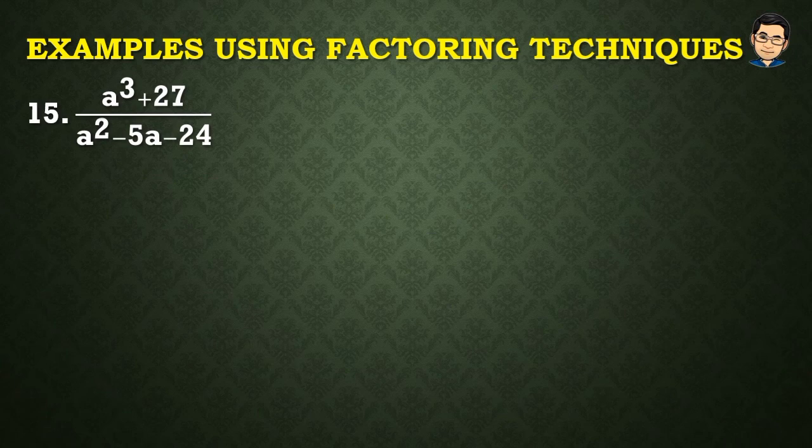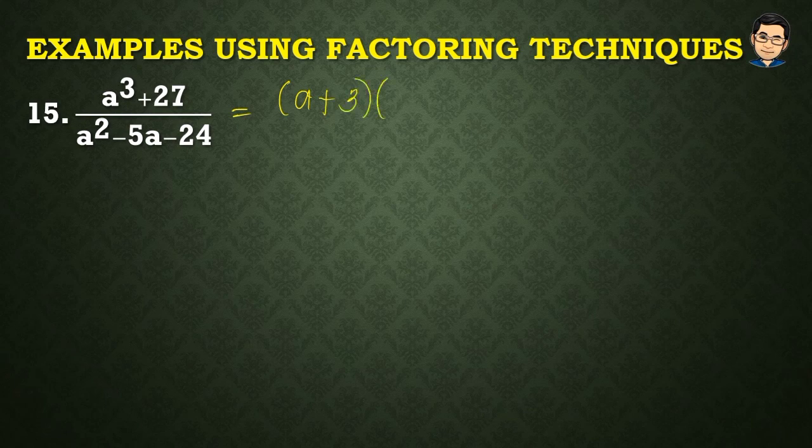So, for our last example, i-apply naman natin dito yung sum of two cubes, tsaka yung general quadratic trinomial. So, paano nga ba mag-factor ulit ng sum of two cubes? So, extract the cube root of the first term. That is a. Then, follow the sign of the operation between a cube and 27, that is plus. And then, the cube root of 27, that is 3, times.